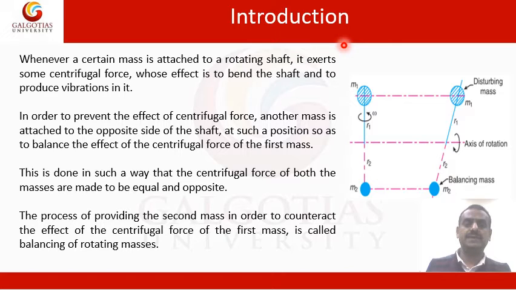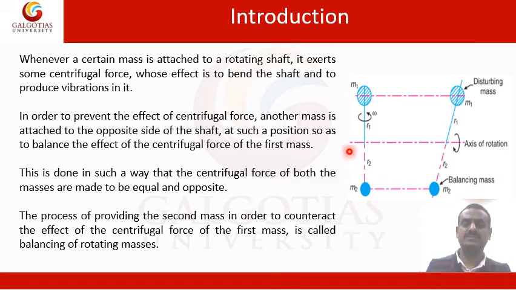Whenever a certain mass is attached to a rotating shaft, it exerts some centrifugal force, whose effect is to bend the shaft and to produce vibration in it. In order to prevent the effect of centrifugal force, another mass is attached to the opposite side of the shaft at such a position as to balance the effect of the centrifugal force of the first mass. This is done in such a way that the centrifugal forces of both masses are made equal and opposite. The process of providing the second mass in order to counteract the effect of the first mass is called balancing of rotating mass.